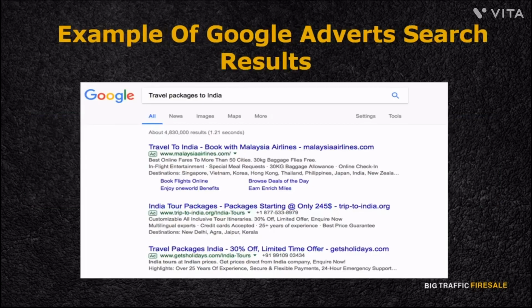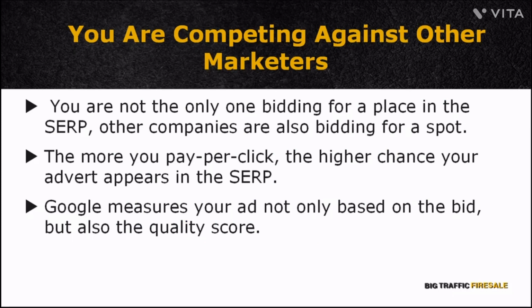Let's illustrate an example. When a person searches for travel packages to India on the search engine, adverts may appear alongside the search either at the top or on the right-hand side of the SERP. Organic search results will also appear amongst the ads where some people may or may not notice the difference between the two.